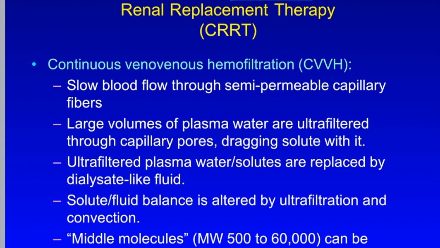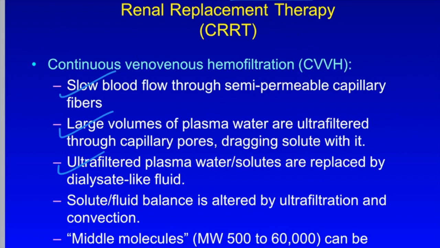In continuous veno-venous hemofiltration, or CVVH, venous blood flows at a slow rate through a hemofilter consisting of hundreds of semi-permeable capillary fibers, just like a dialyzer, but smaller. Negative external pressure can be used to create a gradient across the membrane that allows plasma water to be ultrafiltered and removed, dragging solute with it. The ultrafiltered plasma water, which contains all of its usual small solutes, such as sodium, creatinine, urea, and calcium, is replaced by a fluid similar to dialysate.